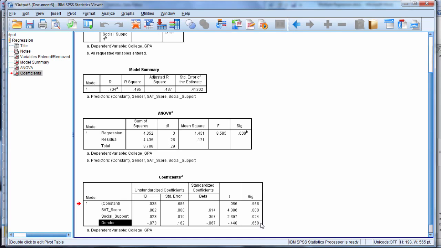But I wanted to include this variable both to give you an example of a dichotomous variable and so that you could also see what a non-significant result looks like. We could summarize the results of the coefficients table as follows.